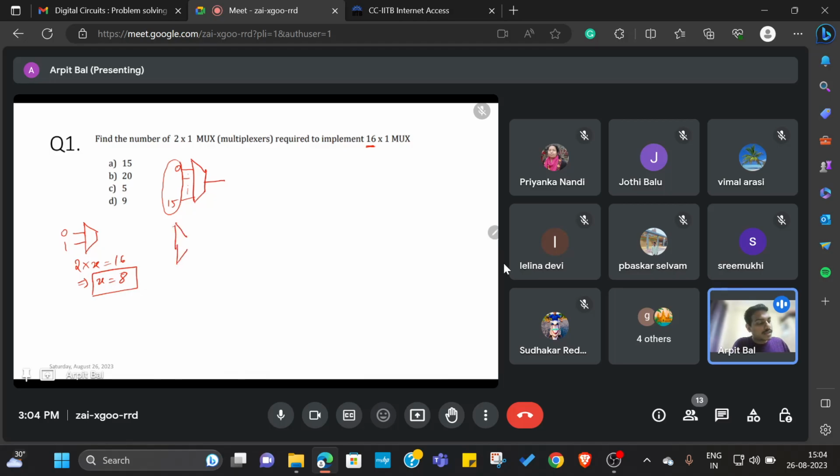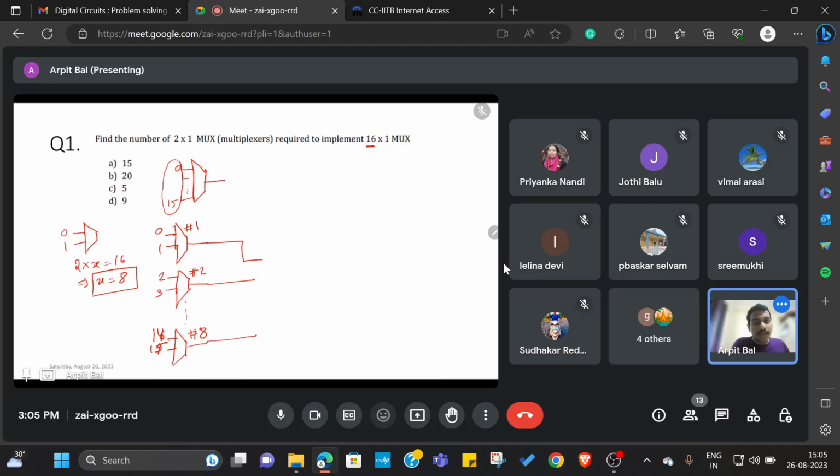So let me arrange those muxes. 0, 1. Similarly, let me call it 2, 3, and so on and so forth, till we have 6, 7. Sorry, till we have 14, 15. Okay. So these are the total inputs. Let me number the muxes as well. Number 1, number 2. It will go till number 8. Okay, so we have a total of 8 lines coming out of these muxes.